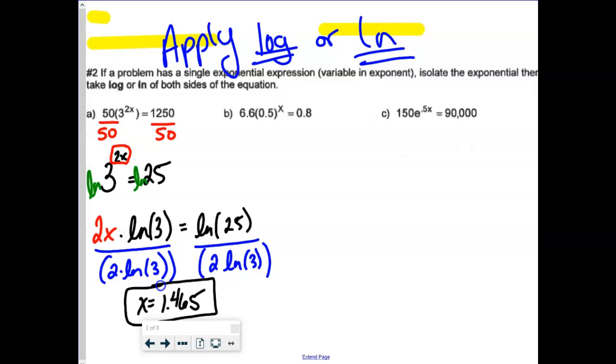All right, so that's the idea. Let's skip ahead to part C. I need to isolate the exponential component of the question. So we're going to start by dividing by 150. Again, I should probably be able to do that in my head, but I can't. 600. That makes more sense.